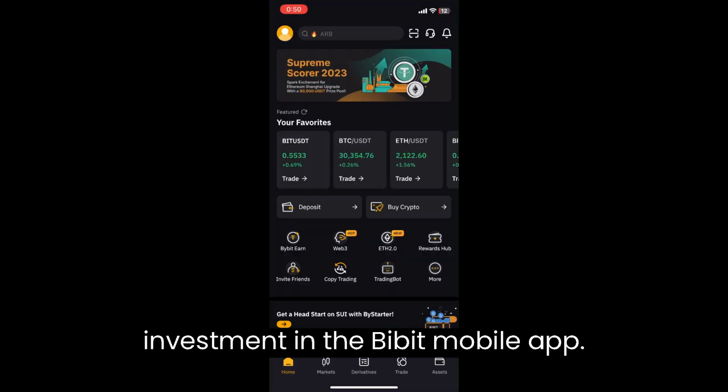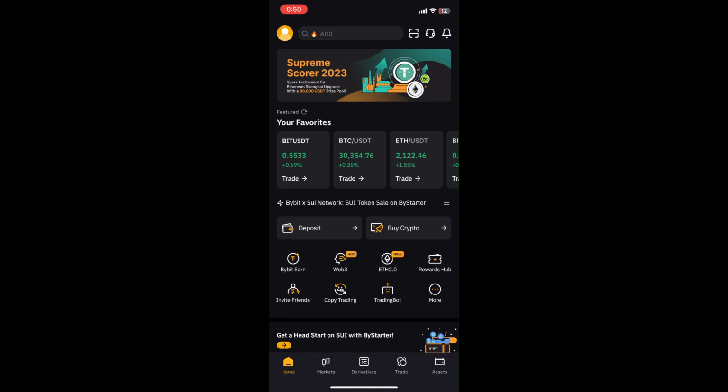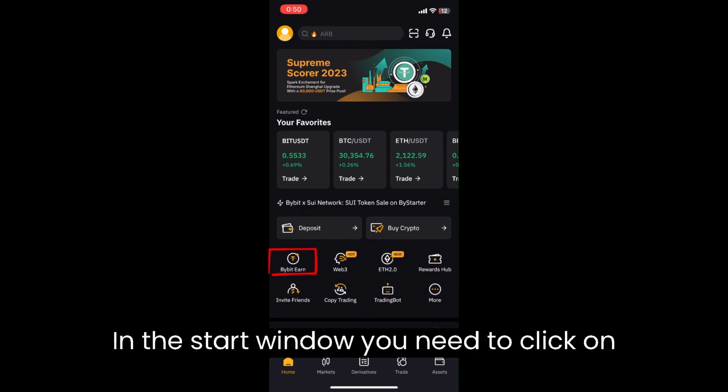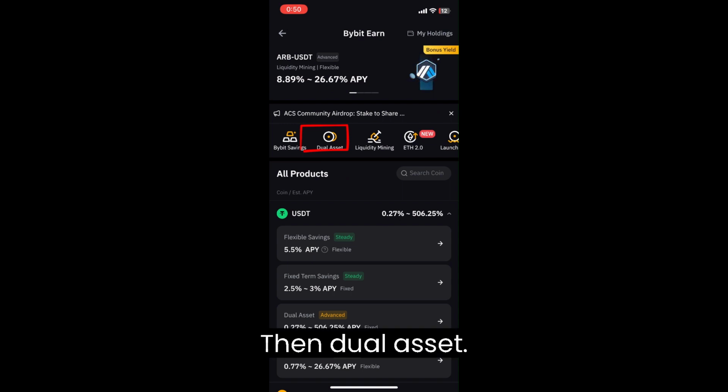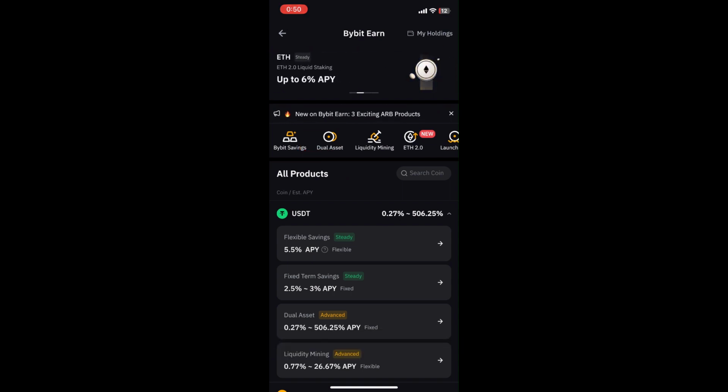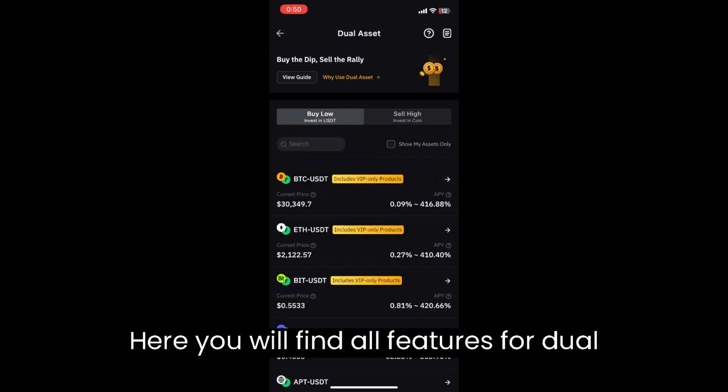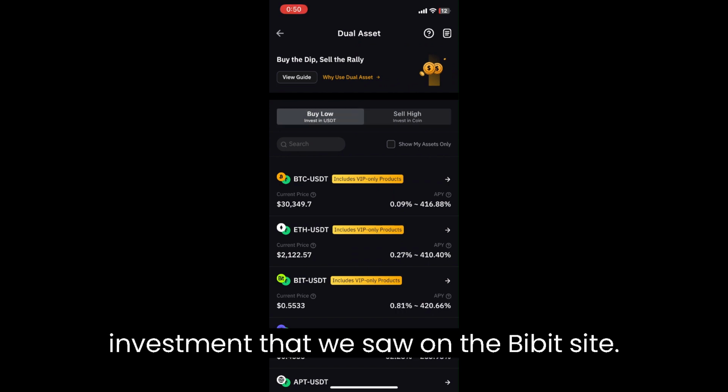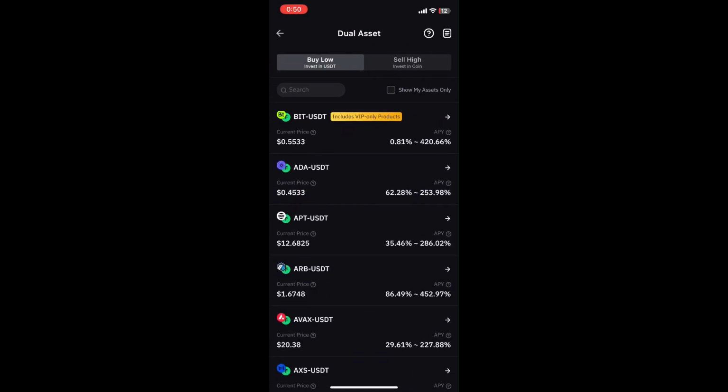Now, I'll show you where to find dual investment in the Bybit mobile app. In the Start window, you need to click on Bybit Earn. Then Dual Asset. Here, you will find all features for dual investment that we saw on the Bybit site.